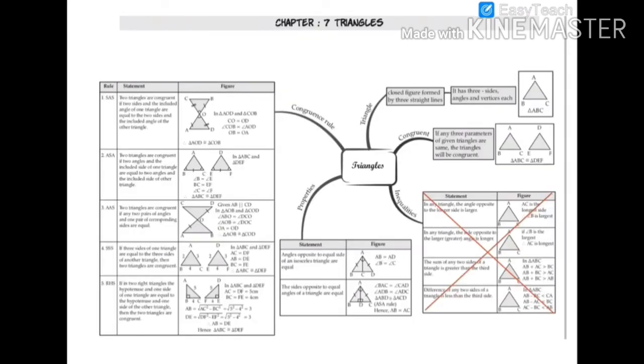With this, we come to the end of this video lesson. I have attached a mind map for this chapter. If it is not visible, you can download it from Google. It is taken from Oswald.